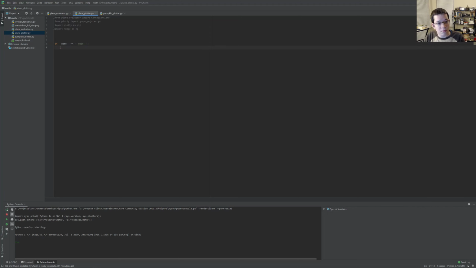So main plane equals Cartesian plane. I want my x-min to be, according to our math, we don't need it any less than -3, but I want to see past the edge. So let's do negative 3.5. Max is going to be 3.5. Y-min, math said we didn't need any less than -1, so I'm going to do negative 1.2, just so we can see past the edge. And 1.2. And DPU is going to be 100.